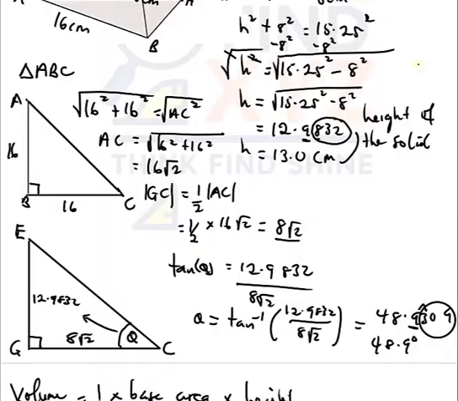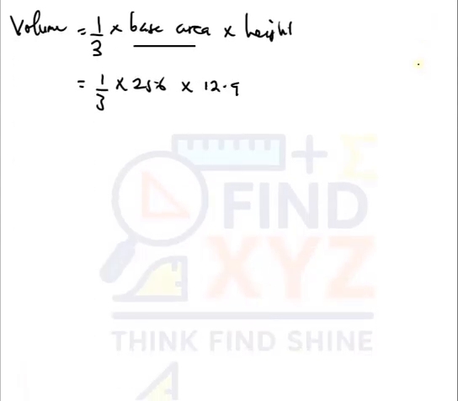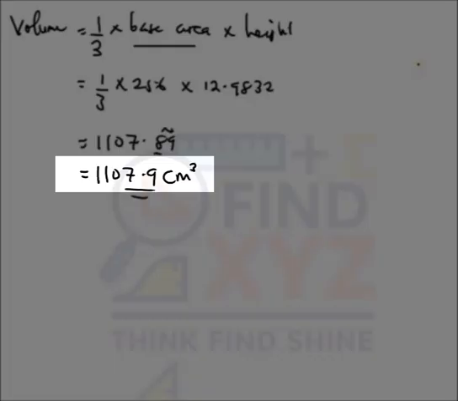And what is the height? We have already calculated the height of this figure. We are not going to use the approximated value. Take note, we are using the original value, which is 12.9832. So we have 12.9832. Then when you simplify this, we are going to get 1107.89. Don't forget the condition, one decimal place. So this is 8. We look at the next number, which is more than 5. We round it and add it to the current number. So our volume of this pyramid is 1107.9 centimeters cube. This is the volume of the solid.